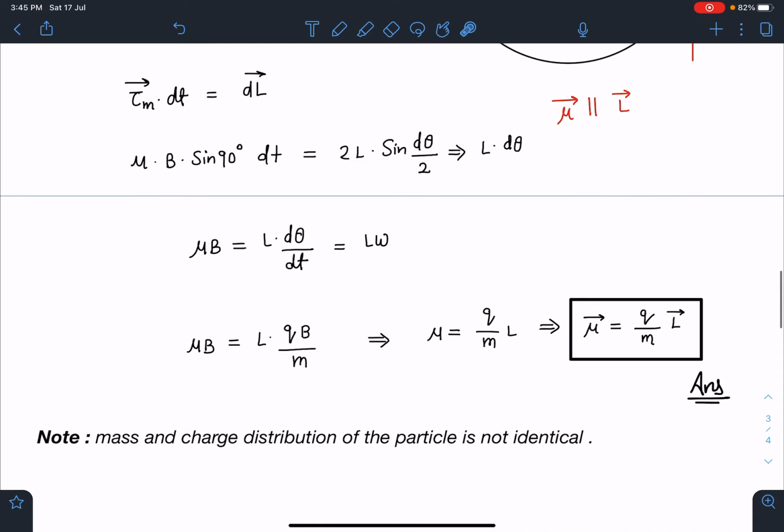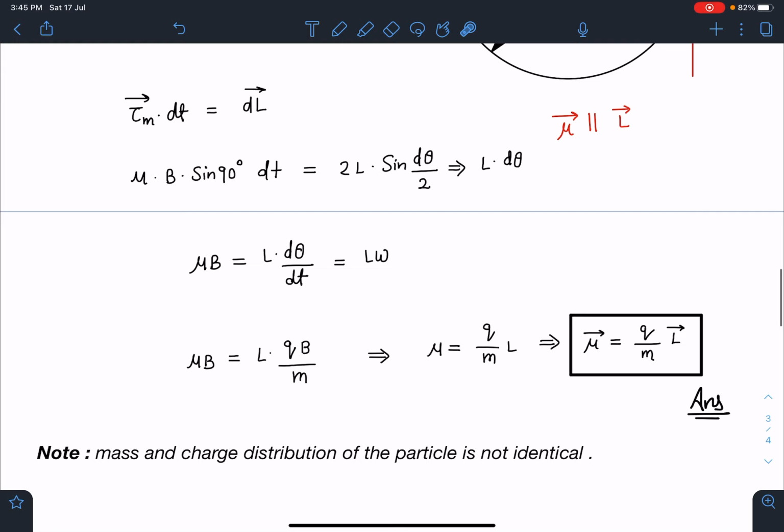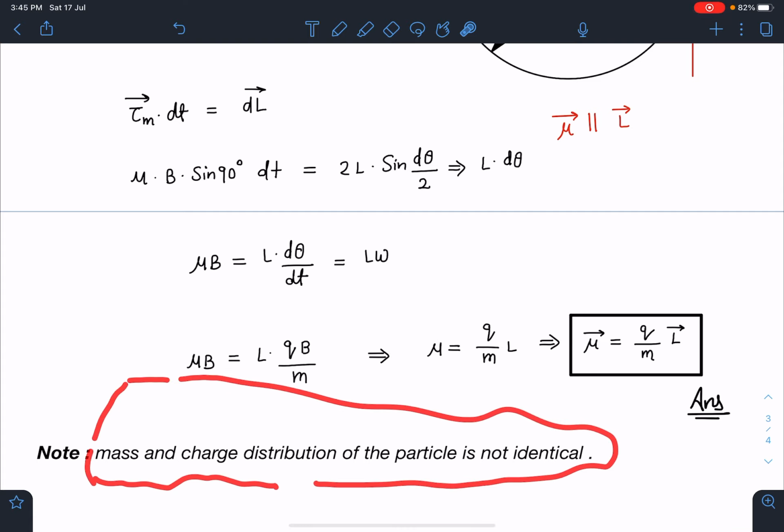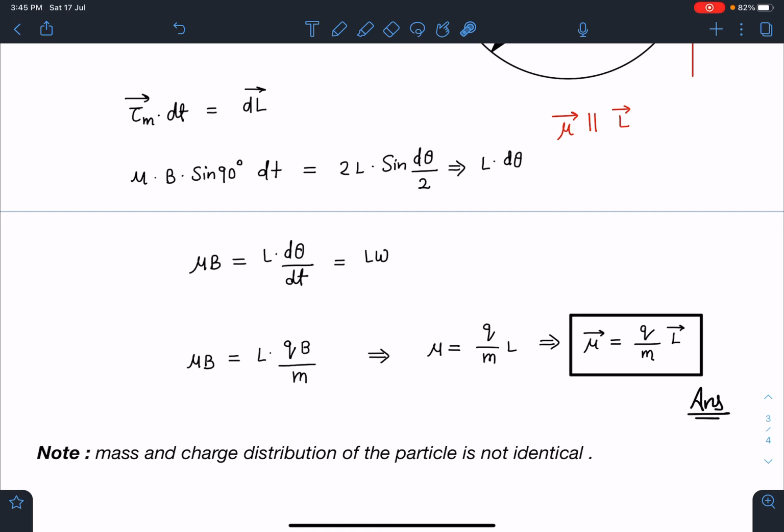And you can note here, since we are not getting q by 2m times L, definitely you can note that the mass and charge distribution of the particle are not identical. Mass and charge distribution is different in this particle. That's why it can have this magnetic moment, and this is going to be the final answer for this problem.